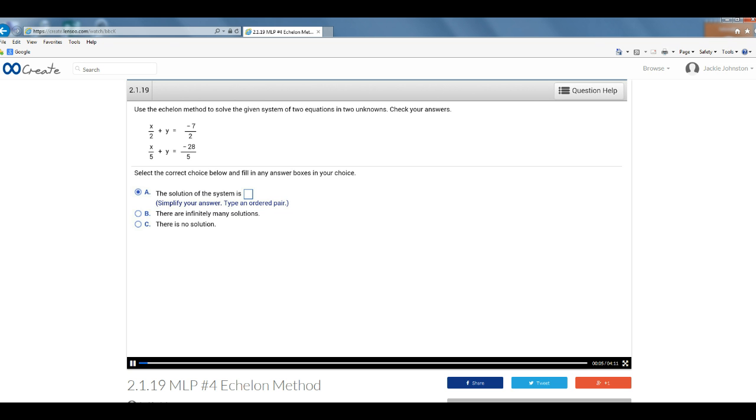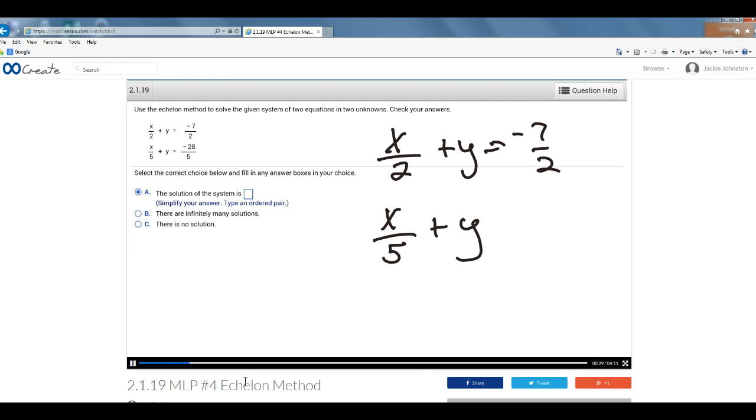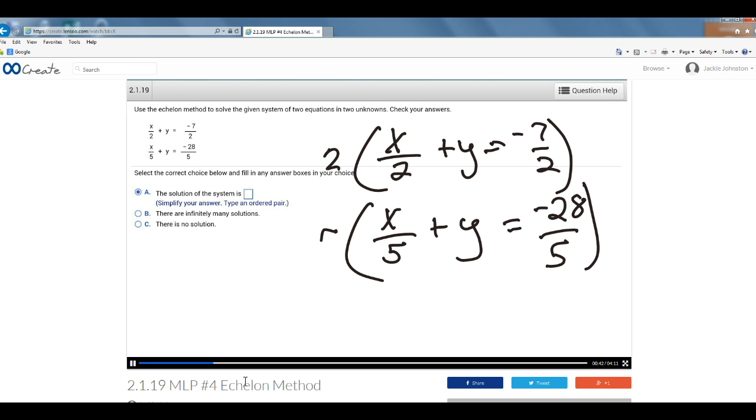Using the echelon method, I'm going to solve this problem. The first thing I want to do is get rid of the fractions. The first equation is x over 2 plus y equals negative 7 over 2, and the second equation of this system is x over 5 plus y equals negative 28 over 5. To get rid of the fractions, I'm going to multiply the top by 2 and the second equation by 5.